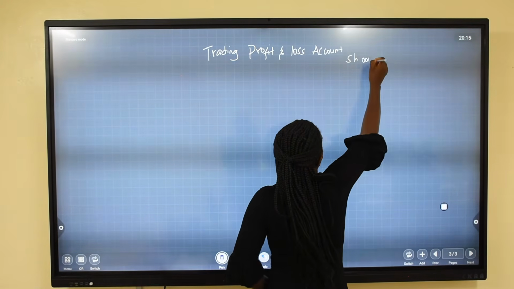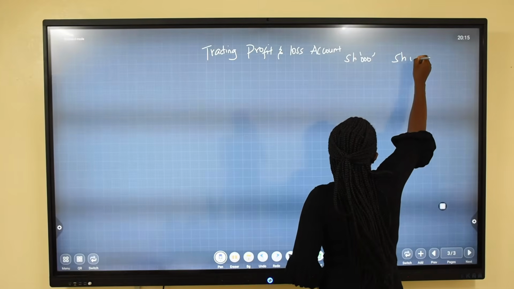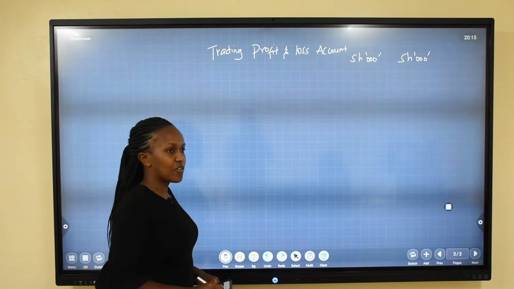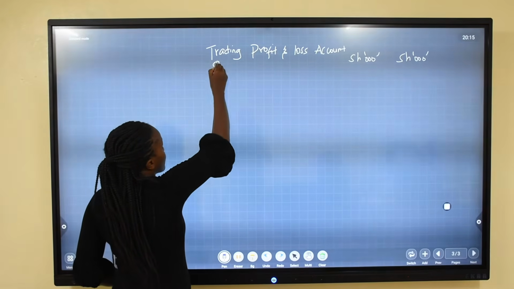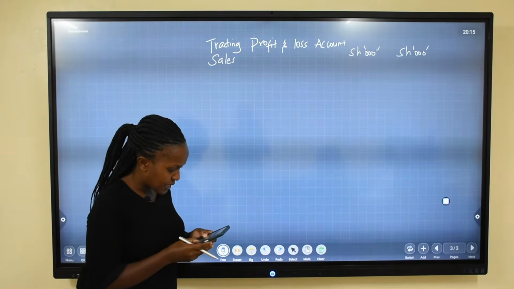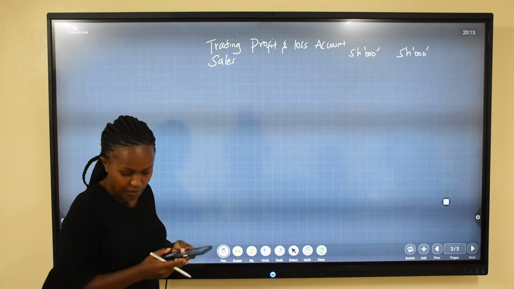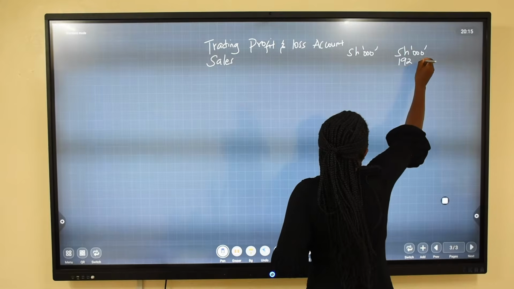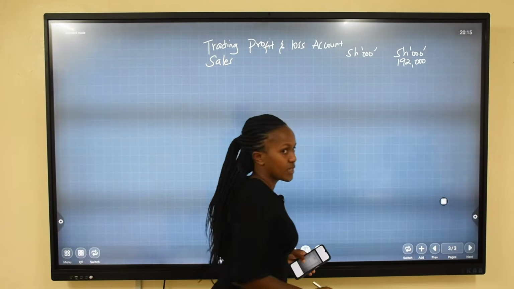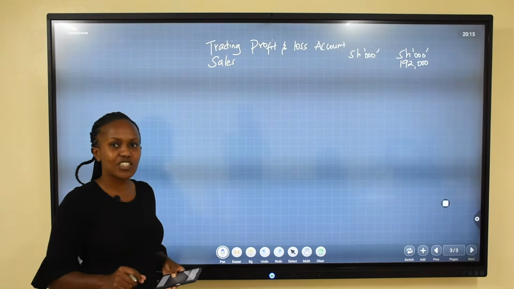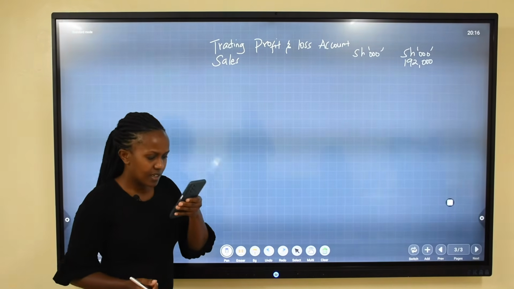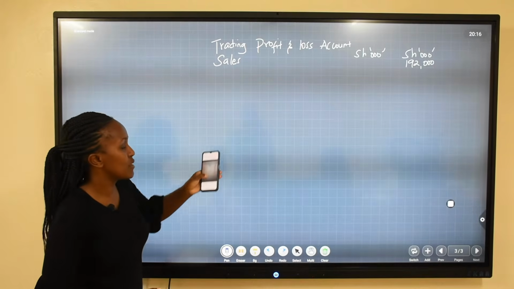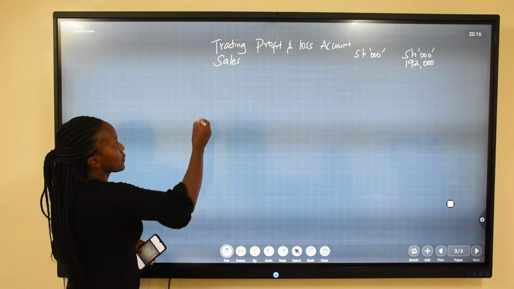Again, shillings in thousands. So now this time we are selling the products that we have already manufactured. So we begin with sales or revenue. The sales figure is 192,000. And as always, we also check whether there are sales returns. Were any goods returned? In our question, there were no returns inward. Had there been, we would deduct from this figure.